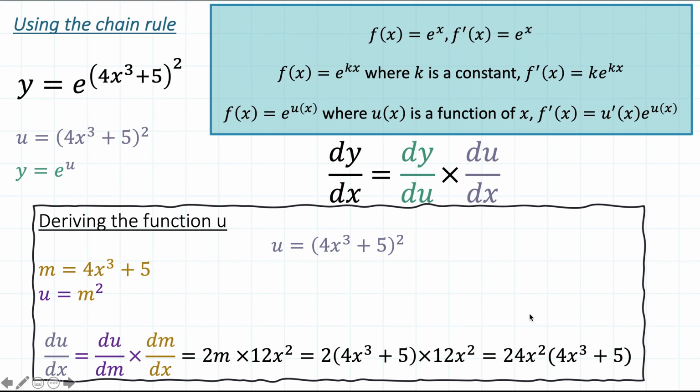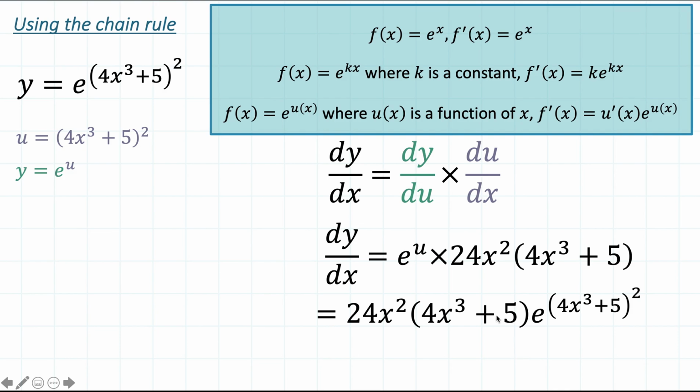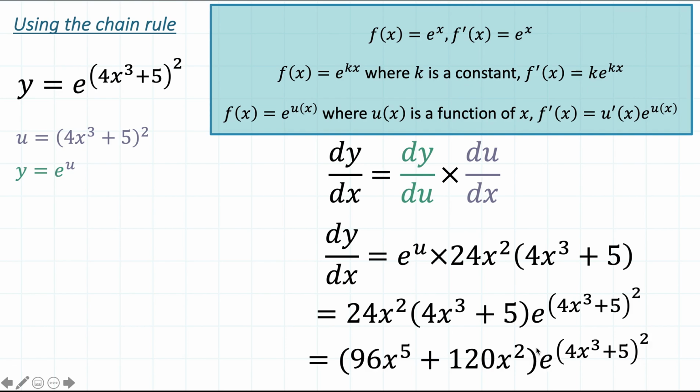So we go back to here, we put everything we have. This is the derivative du by dx, this is the derivative dy by du, and we're going to put it back. I'm just going to bring e to the end because that's what we write by convention. I'm also just going to add an extra step from the previous slide, which is to multiply out the brackets.